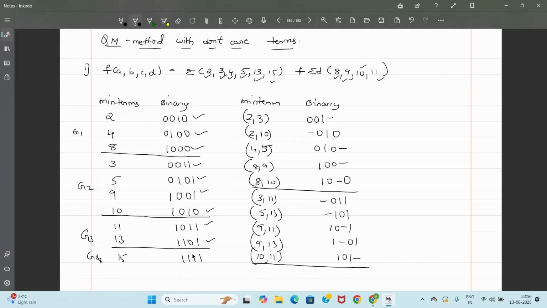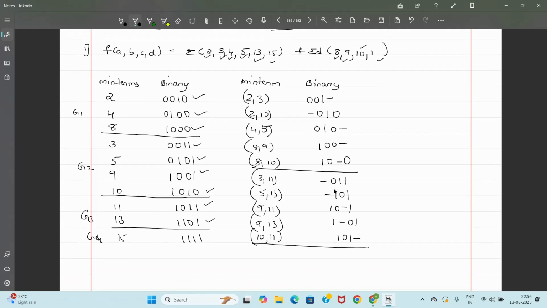Going to the last one, 11 and 15, yes, you can make them a group, which will be 1-11. And 13 and 15 can also be grouped: 11-1. So you're done with the second column, and all the values from the first column have been used.